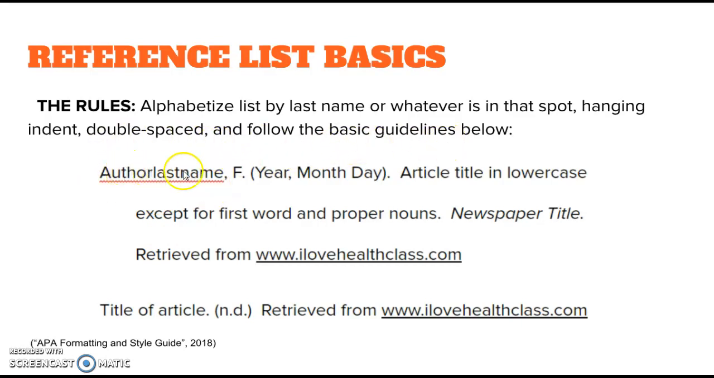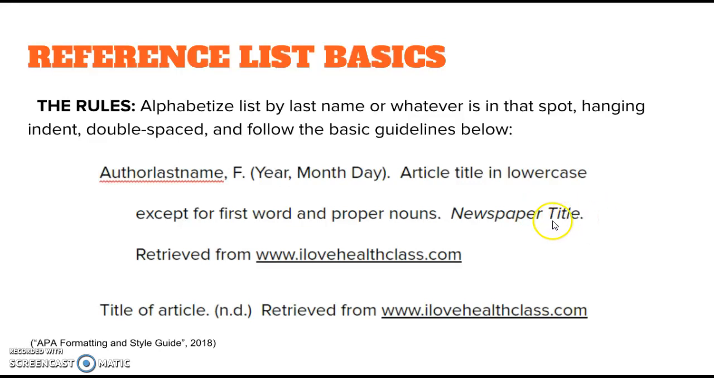So you want your author's last name, comma, first initial. You can do the middle initial also if you would like, period. And then the year with the month and day following that in parentheses if the month and day are available. You want the article title in lowercase except for the first word and proper nouns. And there are some other exceptions, like after a colon or semicolon, the first word would also be capitalized. Your newspaper, magazine title, whatever the title of the journal is, would be in capitals and would also be italics.